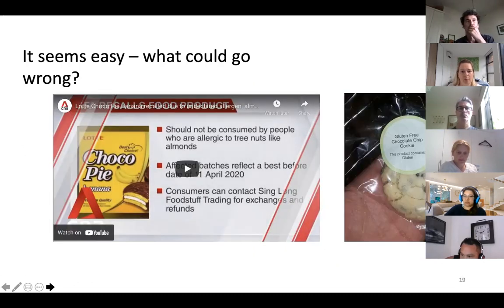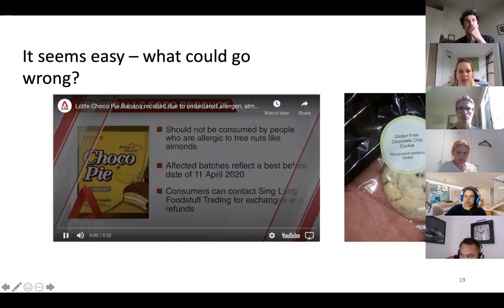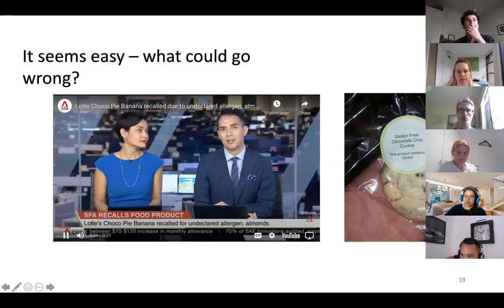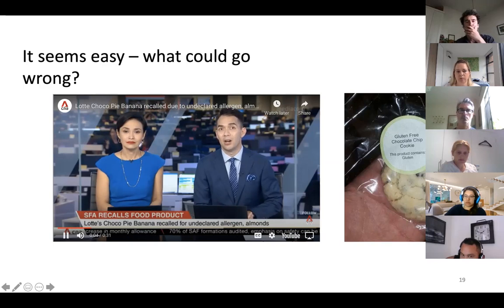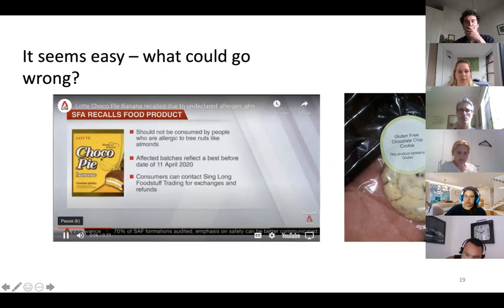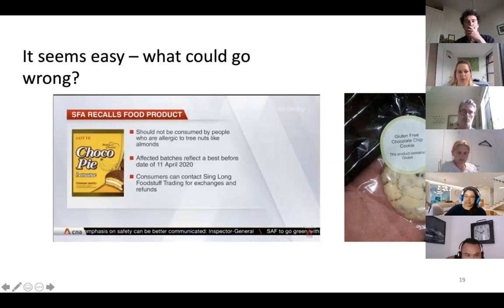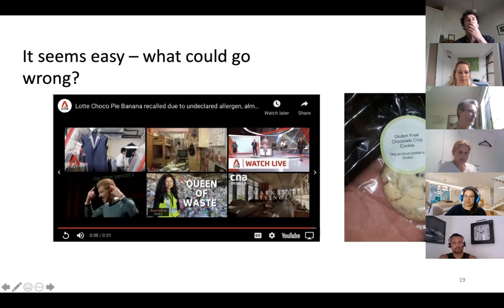The Singapore Food Agency has recalled a snack that contains undeclared almonds. Those who are allergic to nut products, the tree nuts, such as almonds, should not consume Lotte's Choco Pie Banana. The snack from South Korea has also been recalled by the U.S. Food and Drug Administration. The affected batches have a best before date of 11th April 2020. Consumers can contact the importer Singlong Foodstuff Trading to exchange the product or get a refund.